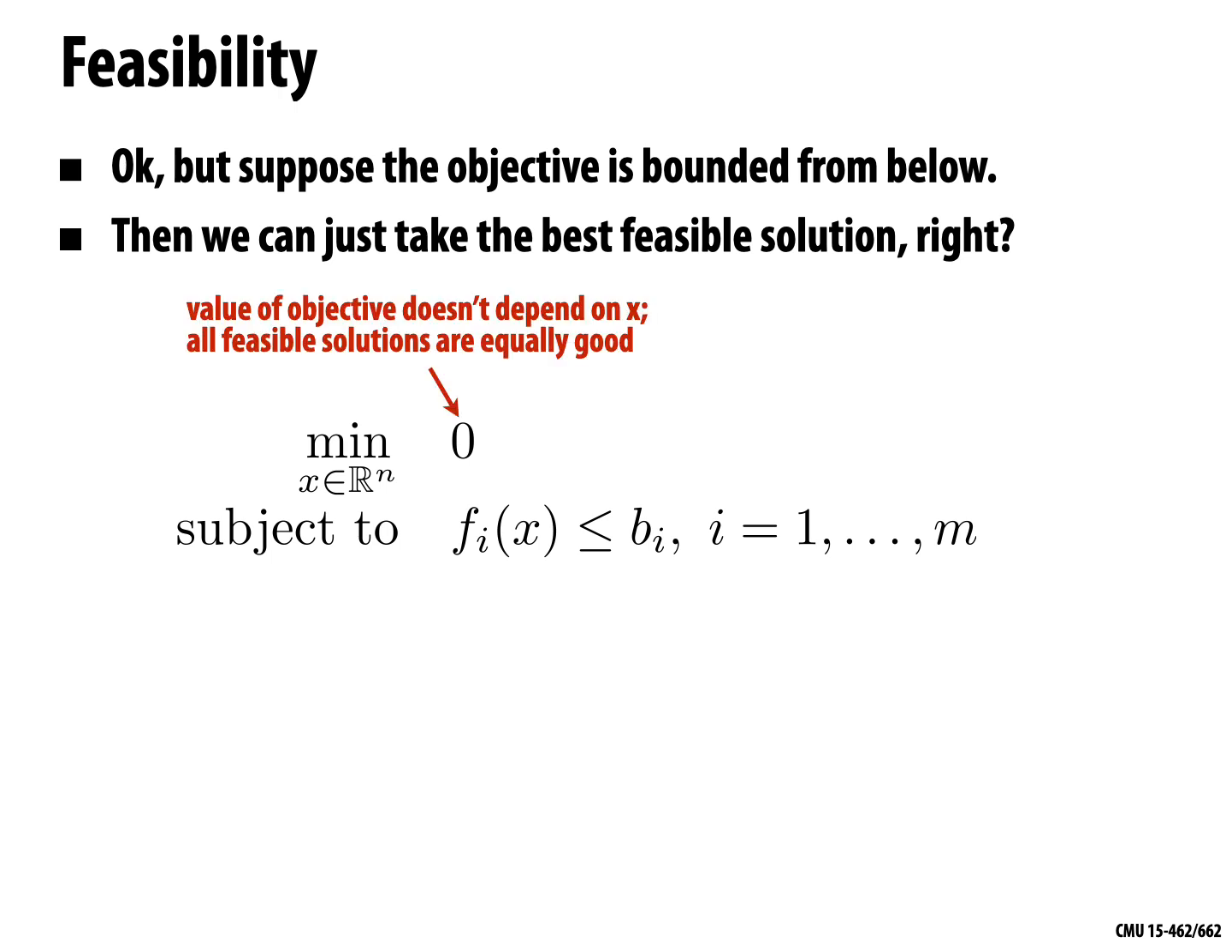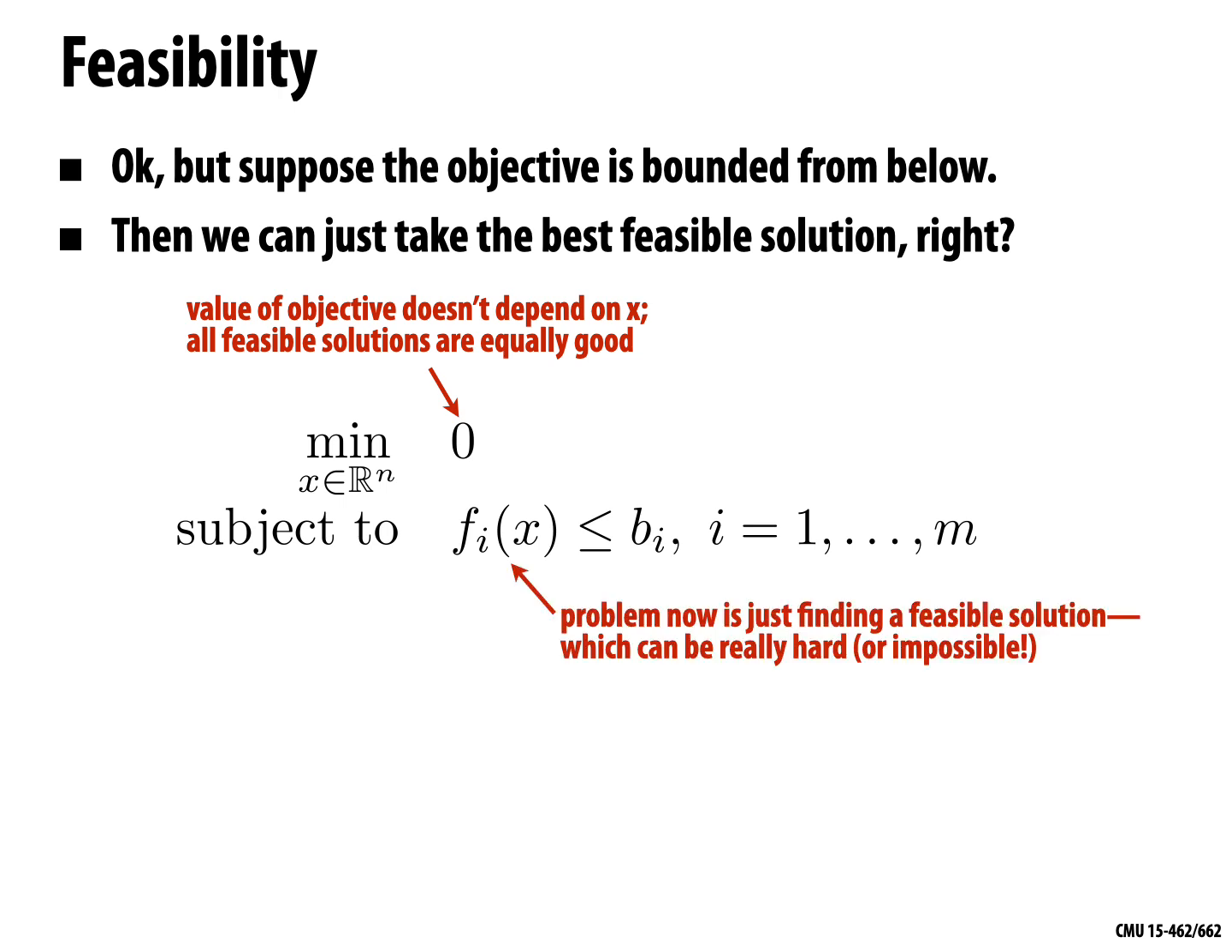Okay, so the objective doesn't depend at all on the choice of x. Any feasible solution is equally good. Our problem now reduces to simply finding points, actually any point at all, that satisfies all the constraints. Okay? So our optimization problem reduces to solving a system of inequalities.